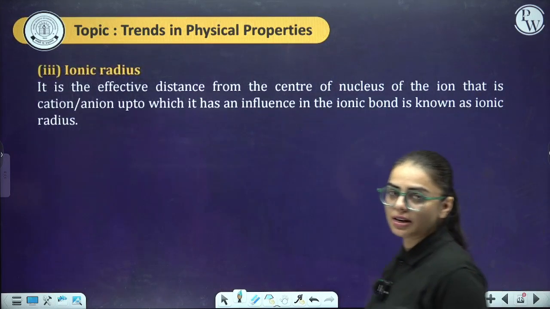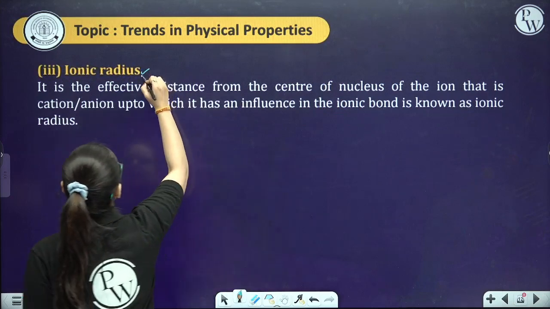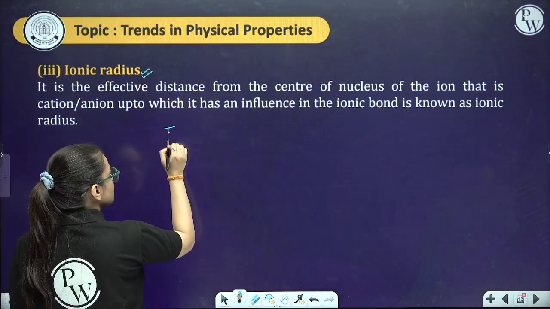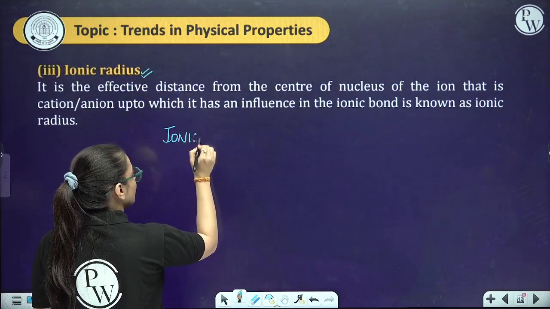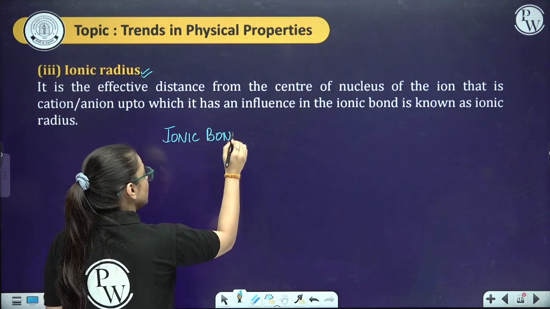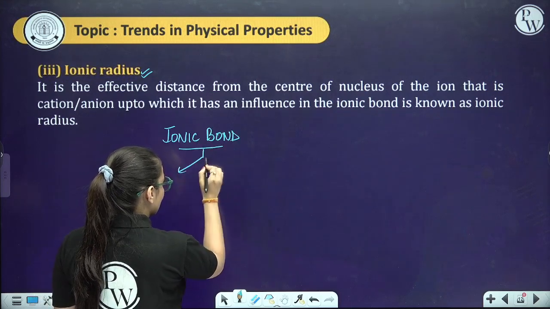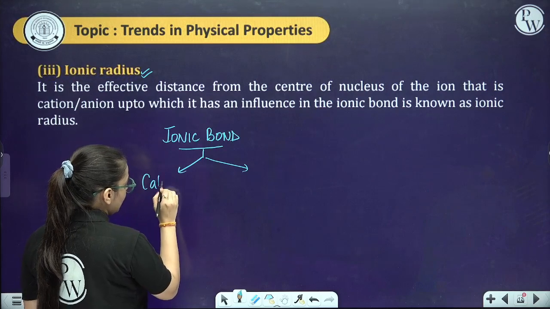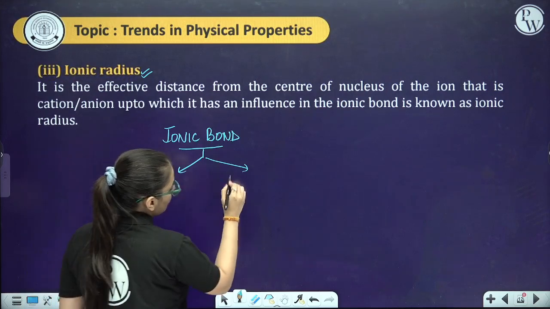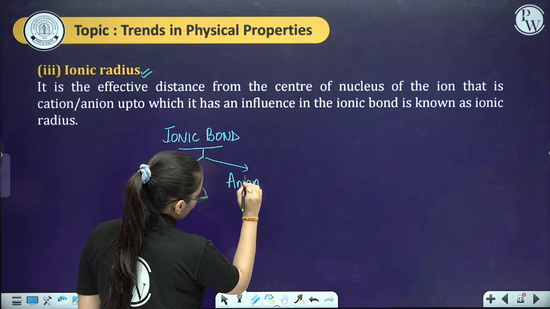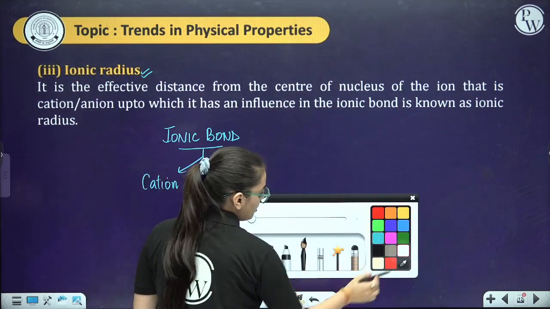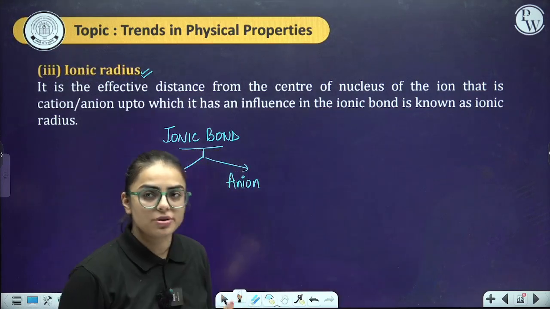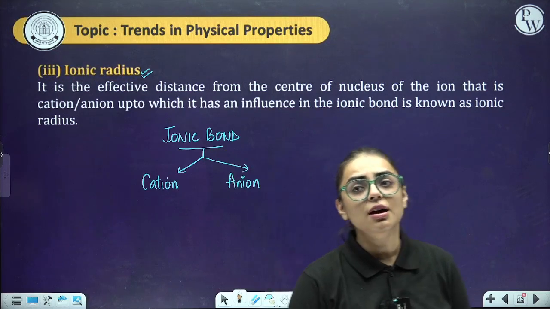Let's now understand about ionic radii in detail. What is ionic radii? First of all, let us understand about ionic bond. See students, ionic bond exists between two kinds of ions. One is cation and another one is anion. Now, what is cation and what is anion, students? Cation is something which carries a positive charge. Anion is something which carries a negative charge.